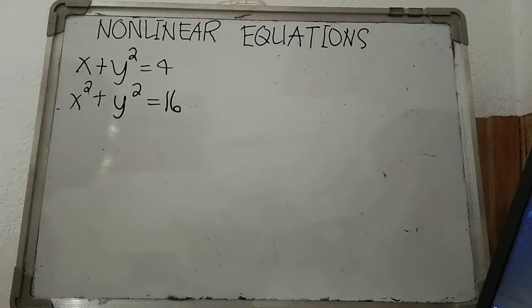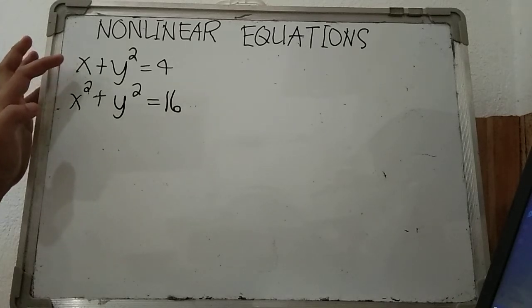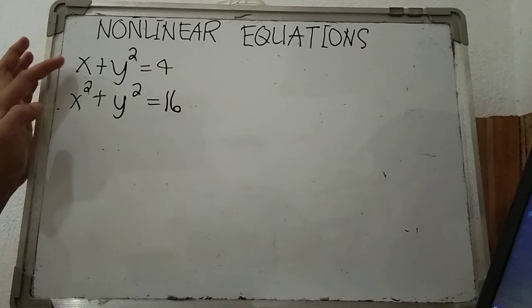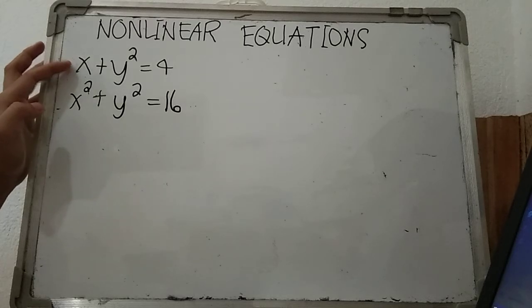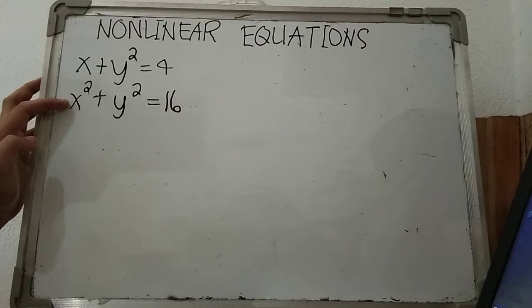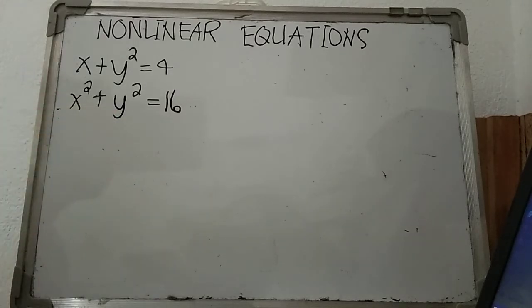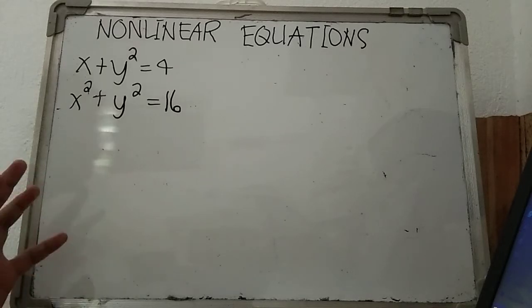Hello guys, in this video we will be discussing finding the solution set of two nonlinear equations. Now these are nonlinear equations. The first equation is a quadratic equation which has a graph in the form of a parabola opening to the left. And the second equation is also a nonlinear equation, which is a circle having a radius of 4. Now our main objective is to solve for the solution set.